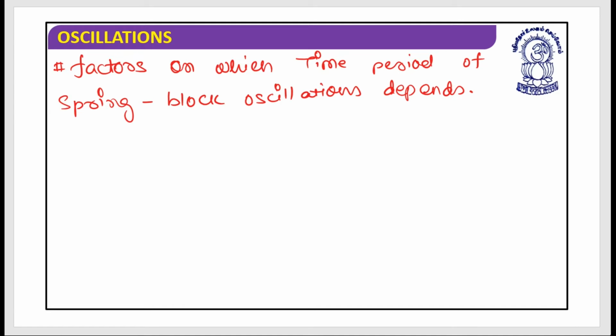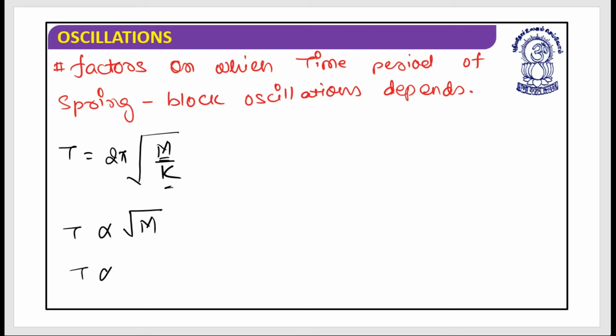So basically, if you observe the relations very carefully, there are two possibilities. Either you change the mass, where T is directly proportional to the root of m, or you change k, where T is directly proportional to 1 by root of k. Other than this, there is nothing else. So we have only these two probabilities: T directly proportional to the root of m, and T inversely proportional to the root of k.